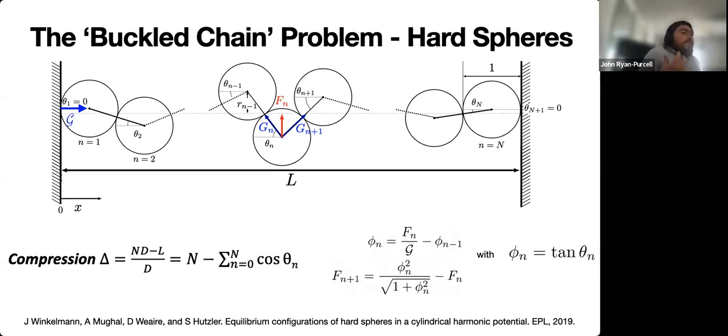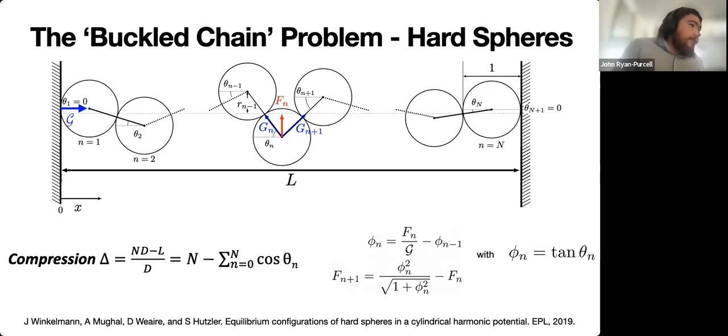For these buckled structures, each sphere experiences a restoring force, moving it back towards the central axis of the potential, indicated by capital F, and also experiences compressive forces exerted on it by the neighboring spheres. Of note, when this system is horizontal and flat, the horizontal component of these compressive forces is purely due to whatever force the entire system is exerting on the walls at the end, given by the script G.